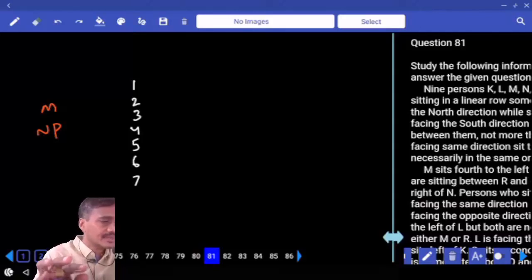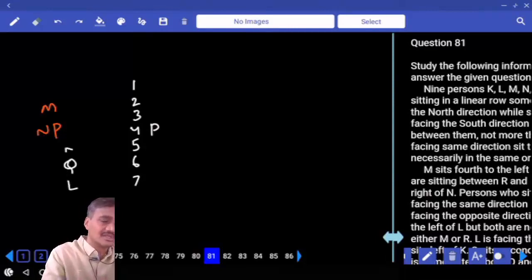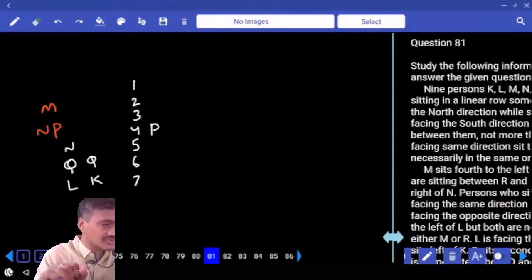Only 3 persons scored fewer marks than P. Now P is here. If P is here, only 3 persons are lesser. Q scored more than L, but lesser than N. N, Q and L. And K scored lesser than Q, but not the lowest. And next, P scored 83. This is the information we have.